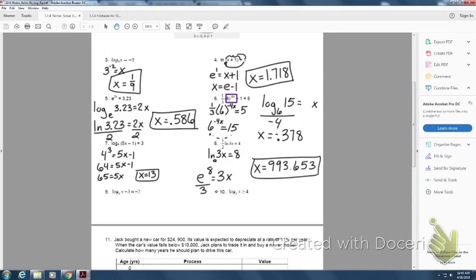Okay, so on 9, is the log isolated right now? On the left side of the equal sign. What do I have to move first? I've got to add 3 to both sides.